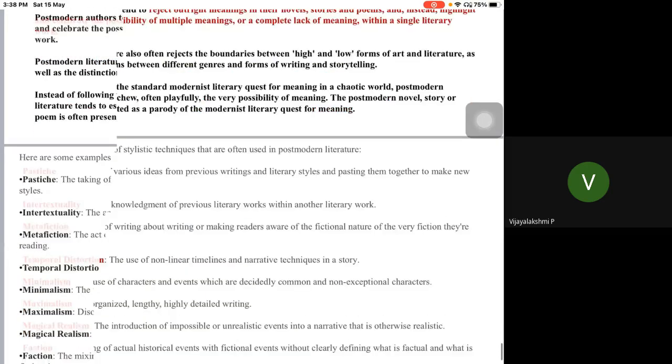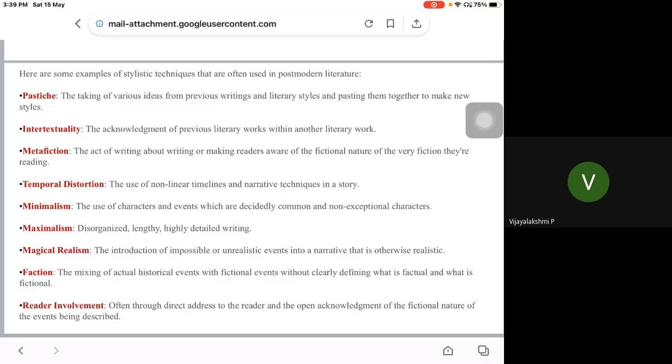Then, in this last slide, I want to tell you about some of the stylistic techniques that are often used in postmodern literature. We have come across many of these words, but just to recap. So one of the postmodernist stylistic techniques that you come across very frequently is pastiche.